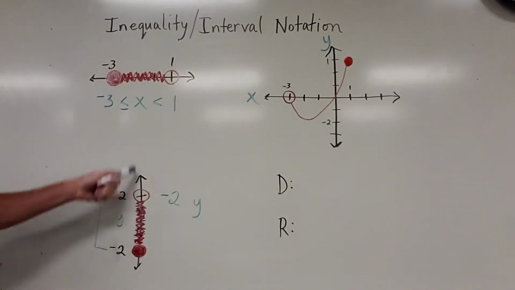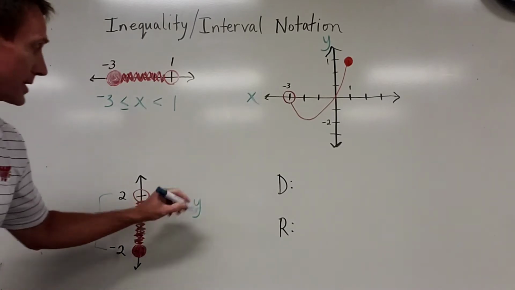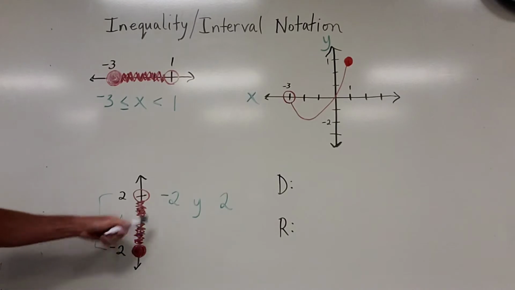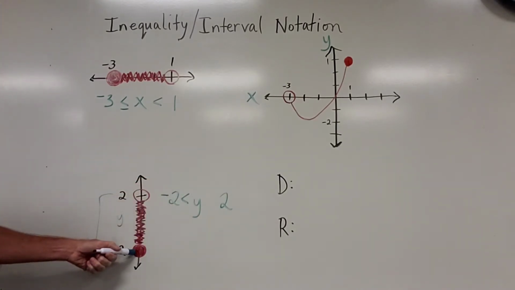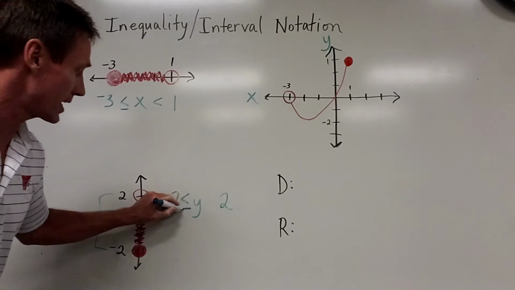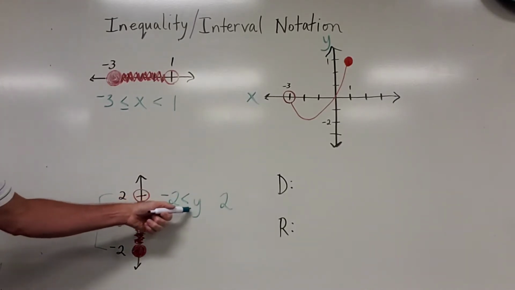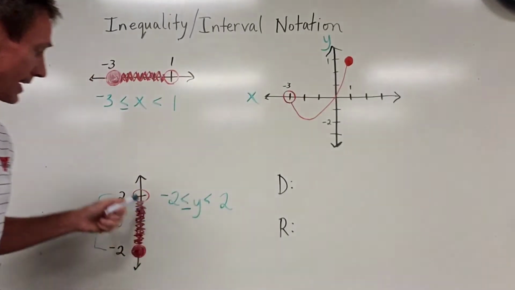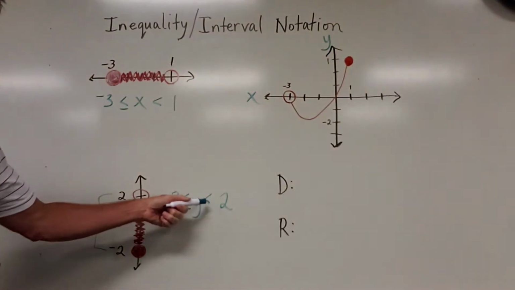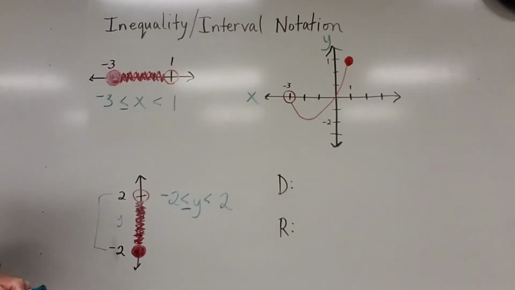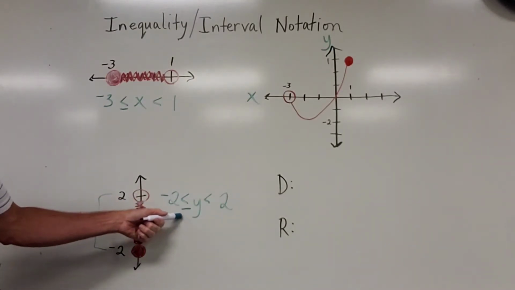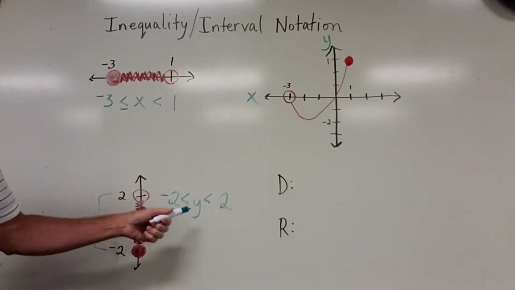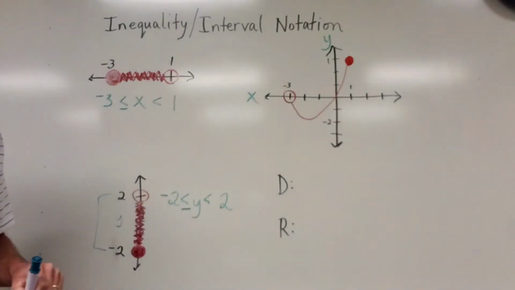So I will write my smallest number first, -2. Since I'm dealing with a vertical line, let's go ahead and call these y's. So my y values graphed are going to be greater than, and again, that is a closed circle, so equal to. Y is greater than or equal to -2, and it is below 2, not including 2, because it's an open dot, open circle. So my inequality for this graph would be -2 is less than or equal to y, less than +2.